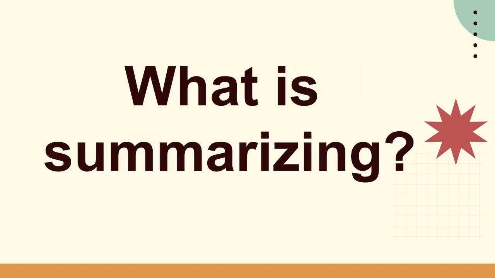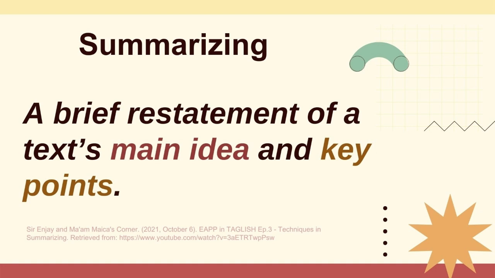But what is summarizing? Summarizing is a brief restatement of a text's main idea and key points, meaning from the longer passage to a shorter passage, which consists of the main idea of the text. For example, if you are going to buy a particular book or an article, the first thing that you will do is to read the overview at the back of the book for you to understand the idea of the story, no? And that is summarizing.